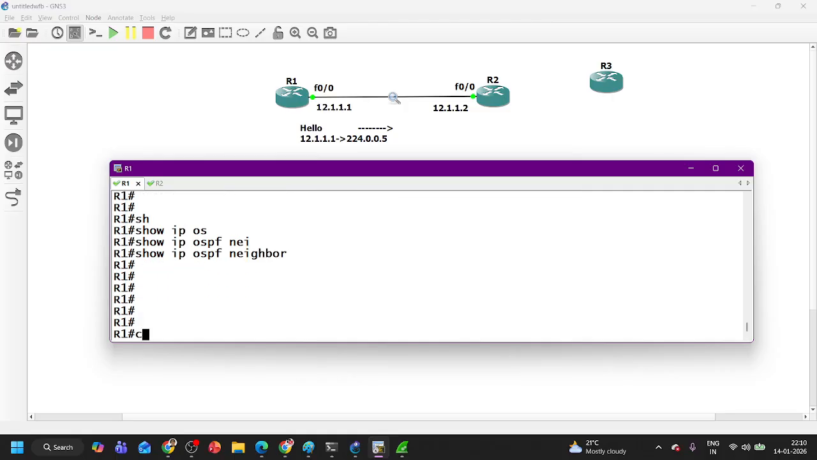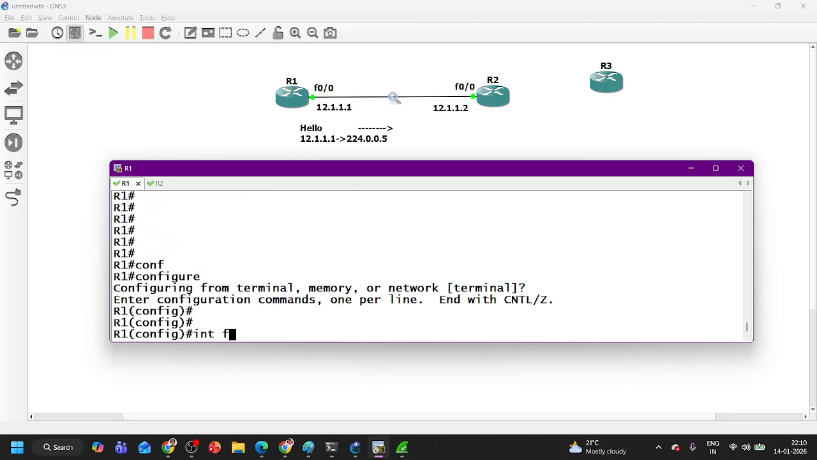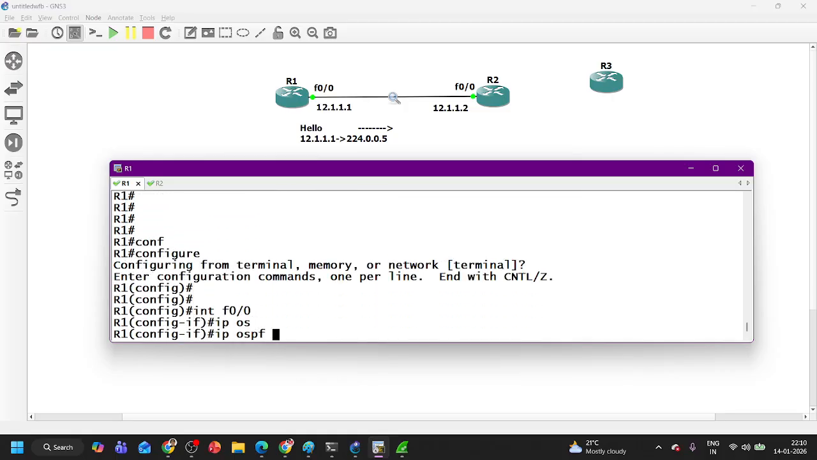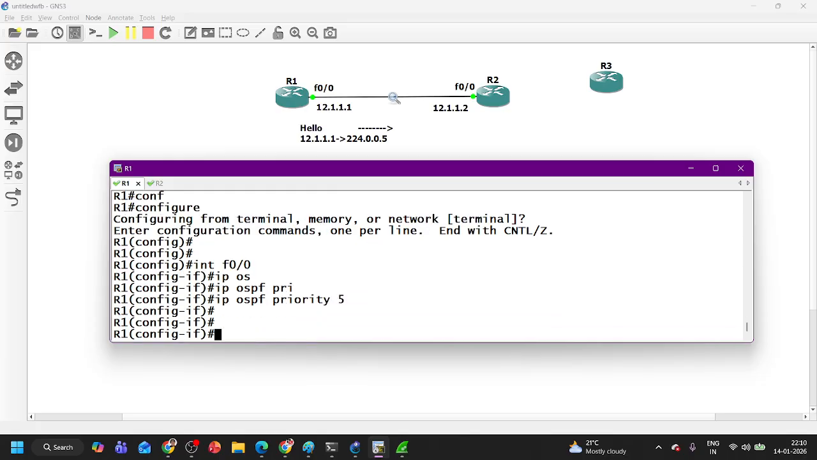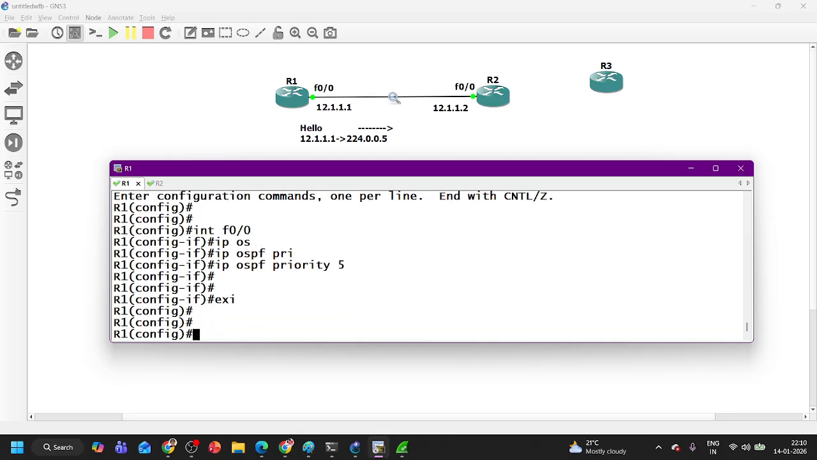And on router number 1, interface F0/0, IP OSPF priority, let's say 5. So which router will become DR here? Here, based on priority, the DR BDR election can happen. R2 will become DR because R2 has higher priority.